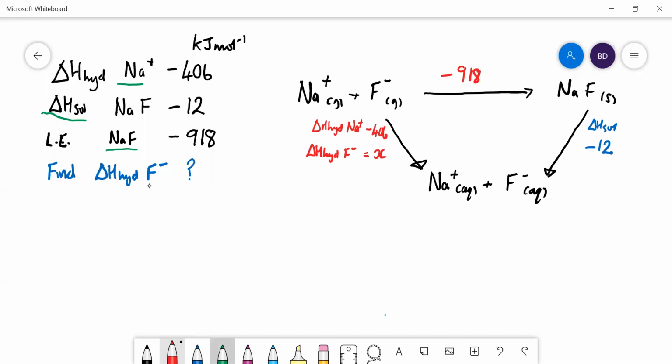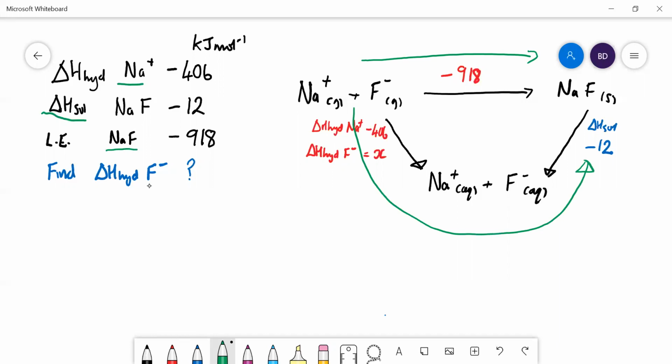Okay, so let's do it this way then. Right, Hess's law, we're going to go from there to there, and the other way of doing that is going around the long way, like that, isn't it? So if we do that, we get minus 918 is equal to, we're going with the arrow there, so it's minus 406 and minus X, we don't know what X is. And then this arrow here, we're going against the arrow, so we need to reverse that sign, so that becomes a plus 12.